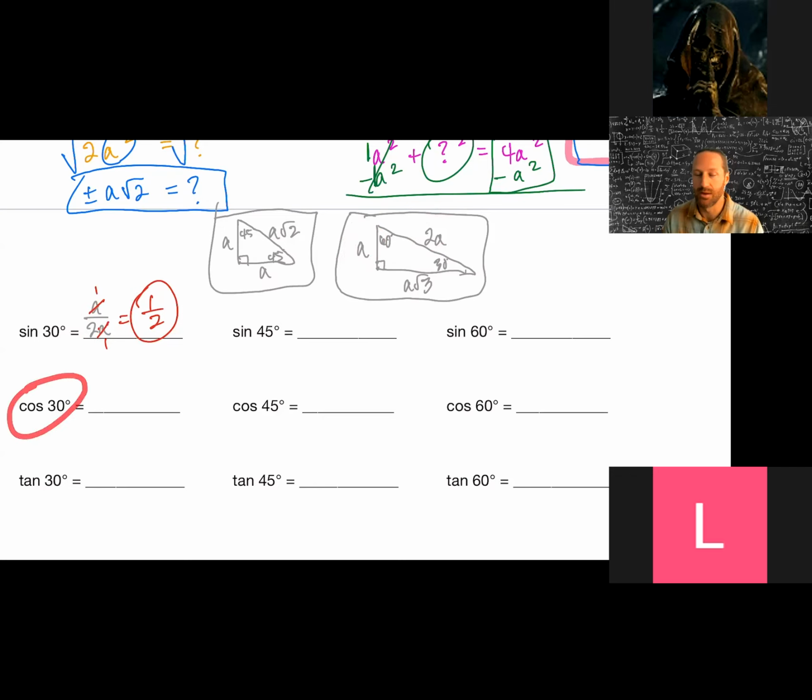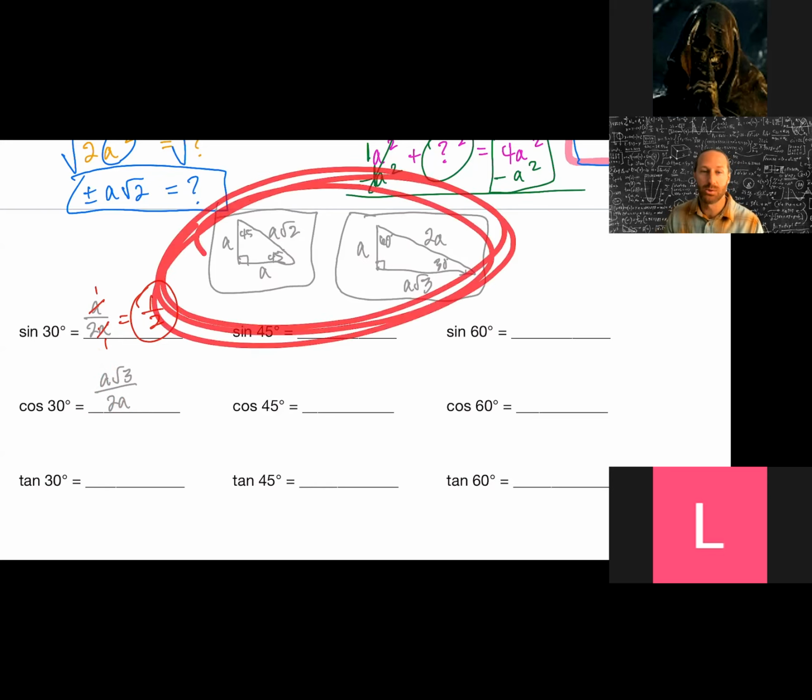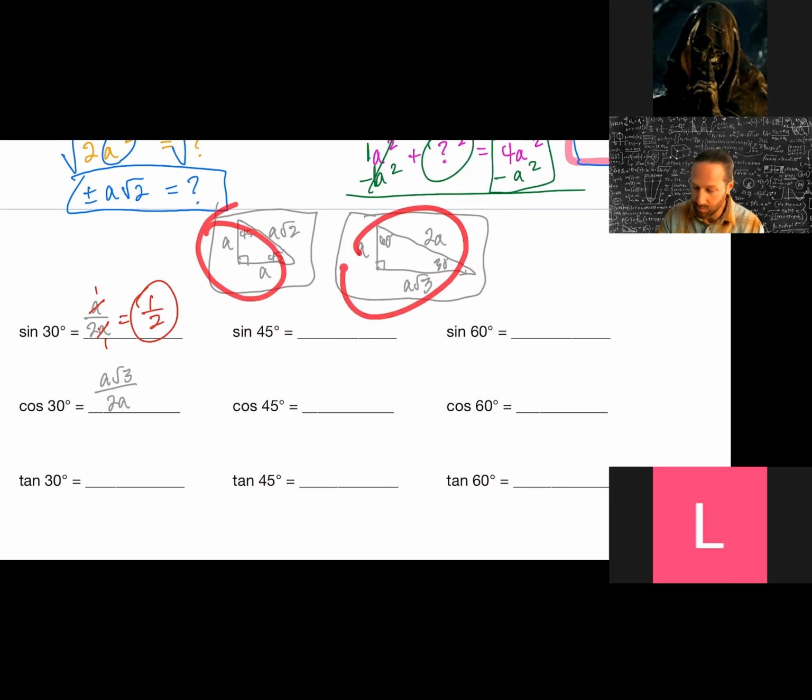How about the cosine of 30 then? What would it be? Well, it would be the adjacent over hypotenuse, not the opposite this time. So a root 3 over 2a, and again, since these are multiplying, I can cancel the a's. I'm telling you guys, that's why these are special. The lengths of them with all those a's doesn't really matter.